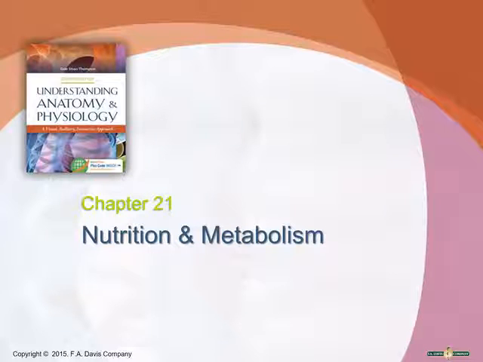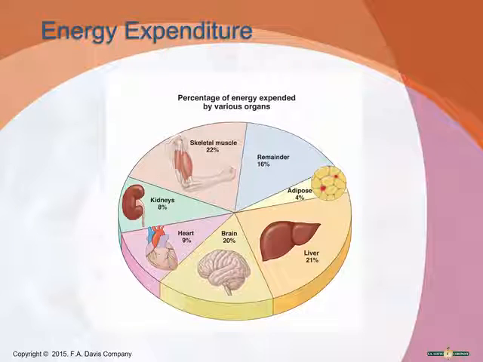Okay, so we're going to talk a little bit about nutrition and metabolism. Hopefully this is going to be kind of a quick one for you. After your digestive system breaks down food into all its nutrients and they get absorbed into the bloodstream, the nutrients then enter the cells and they undergo chemical reactions. This is what's known as metabolism.